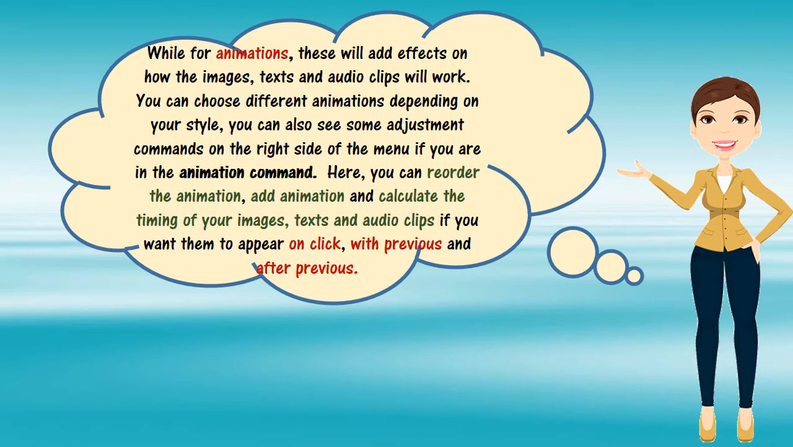While for animations, these will add effects on how the images, texts and audio clips will work. You can choose different animations depending on your style. You can also see some adjustment commands on the right side of the menu if you are in the animation command. Here, you can reorder the animation, add animation and calculate the timing of your images, texts and audio clips if you want them to appear on click, with previous and after previous.